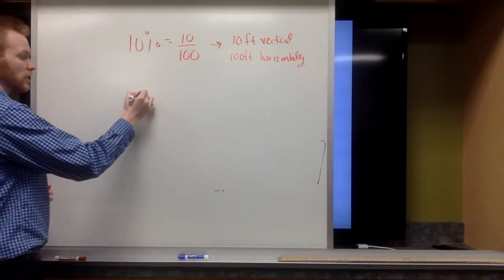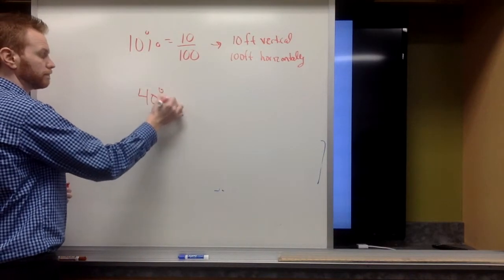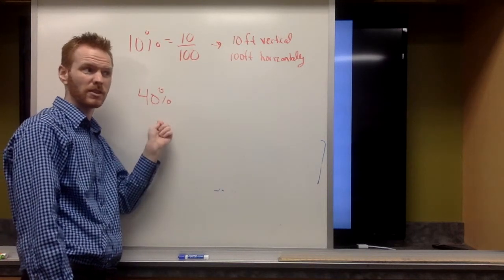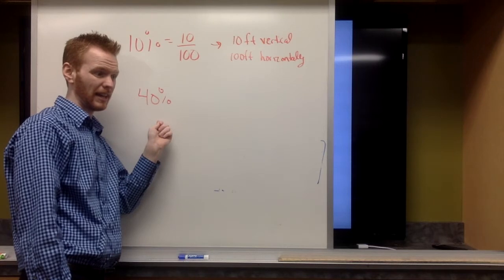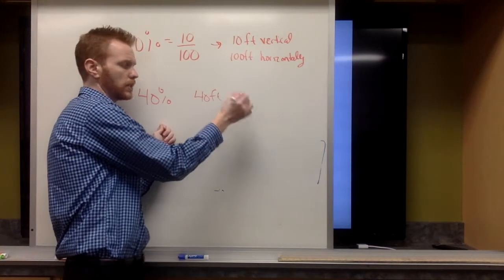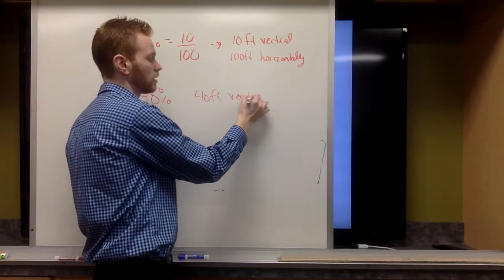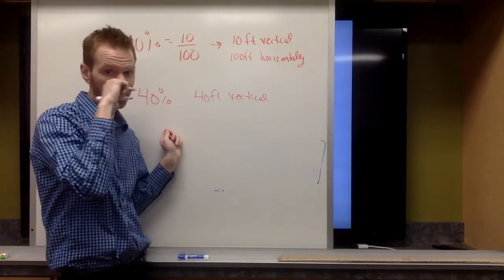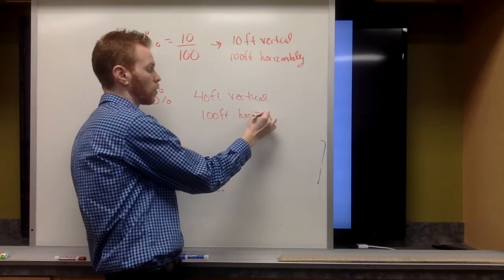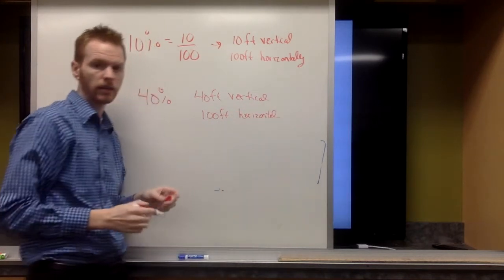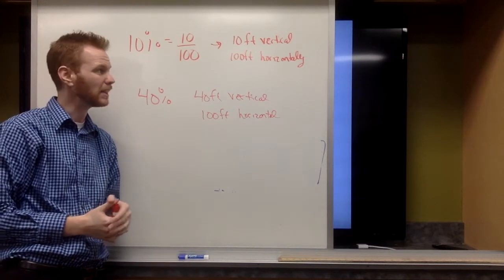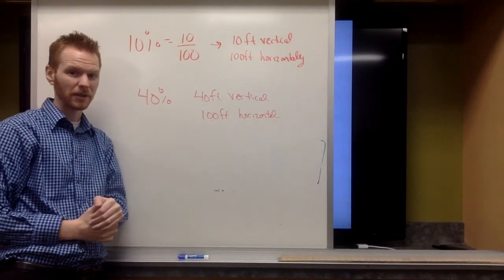Now, if I were to change this, let's make it 40%. Given what this is, 40% is probably telling me that it's going to be a lot steeper. And if I'm going downhill, then I am falling 40 feet vertically for every 100 feet I travel horizontally. Okay? And that's probably going to definitely increase my speed a lot more than 10%, right?